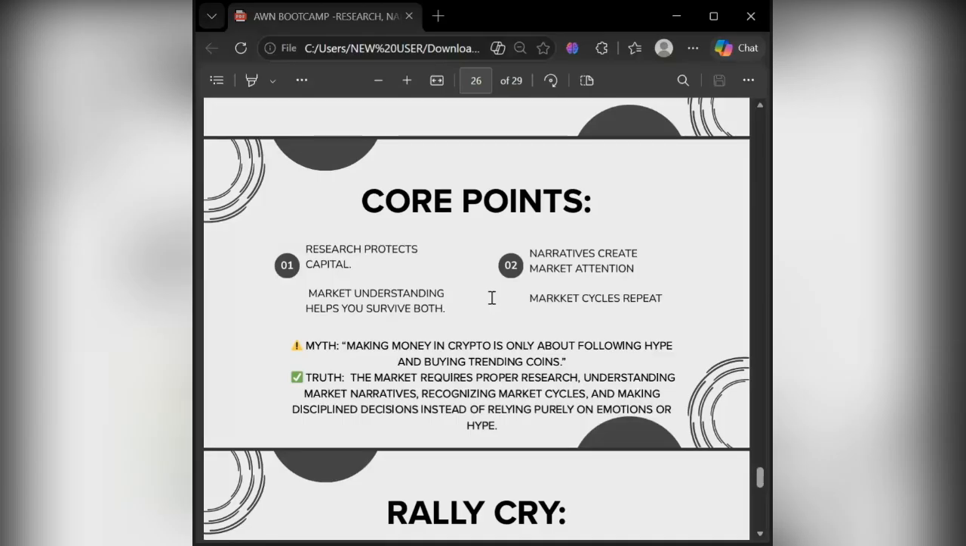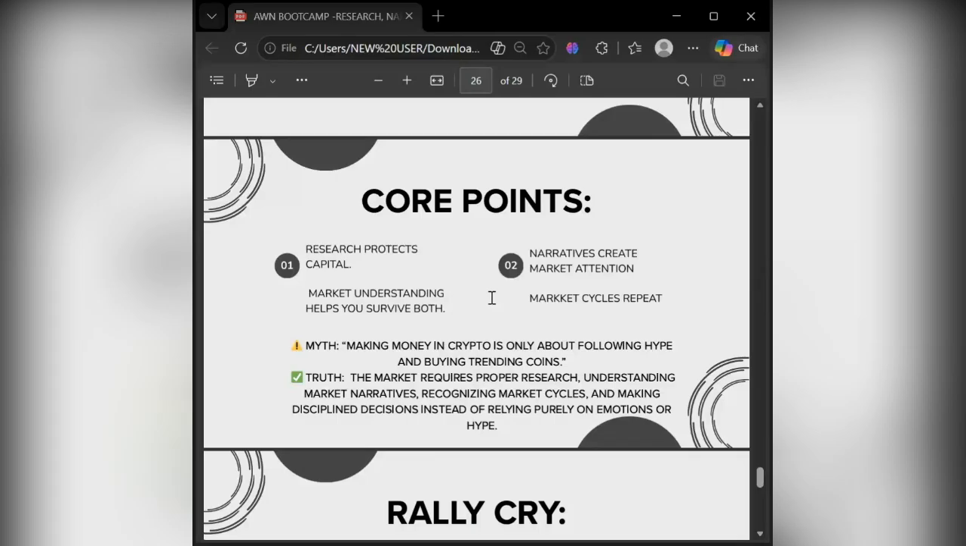But aside from technical analysis, there's a whole lot. So the core point of today's class is that research protects your capital a lot. Narratives create market attention. Market understanding helps you survive whatever the market throws at you, both the bullish and the bearish market, and how to use your capital to survive that, and helps you survive narratives that might mar your portfolio.